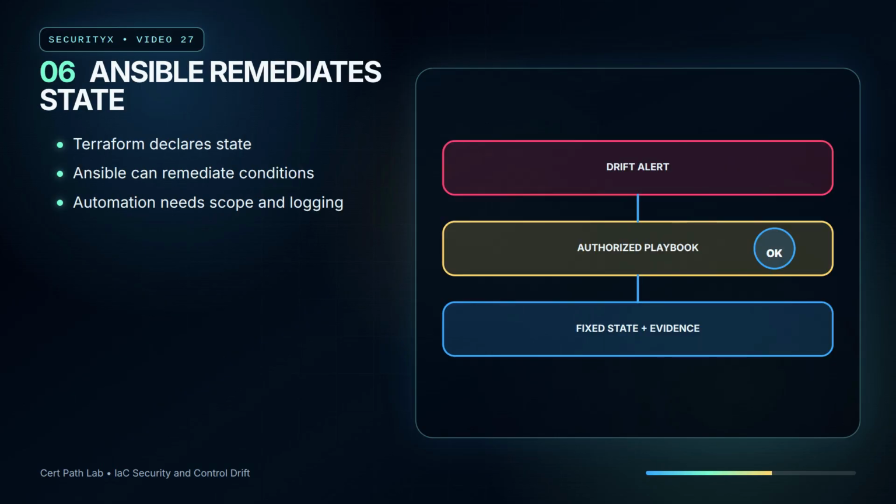Ansible is often used differently than Terraform. Terraform declares and provisions desired infrastructure state. Ansible is commonly used to configure systems and remediate known conditions. For security, the important question is not which tool is better. It is whether the remediation lane is authorized, tested, logged, and scoped, so automation fixes drift without creating a second source of chaos.